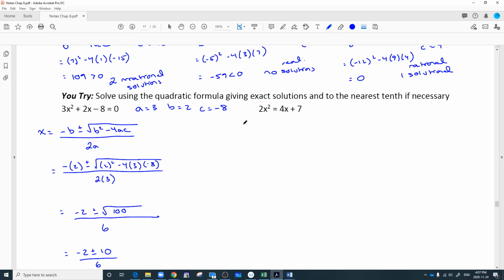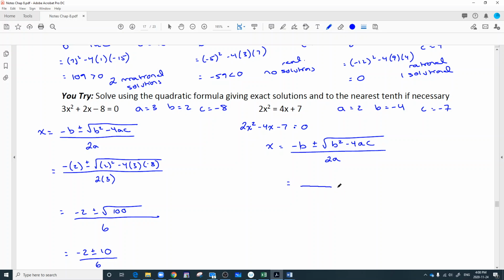It's not equal to 0, so make sure you do that first. 2x squared minus 4x minus 7 equals 0. My a is 2, my b is negative 4, and my c is negative 7. I'm using the quadratic formula, negative b plus or minus the square root of b squared minus 4 times a times c, all over 2 times a.